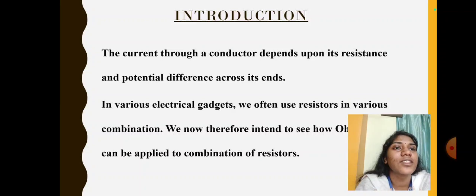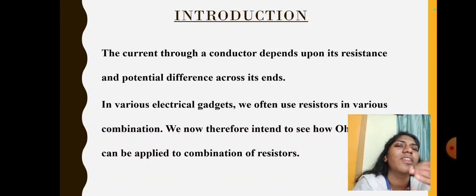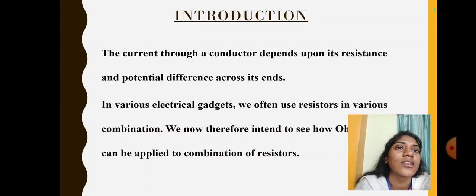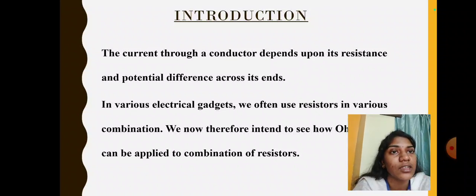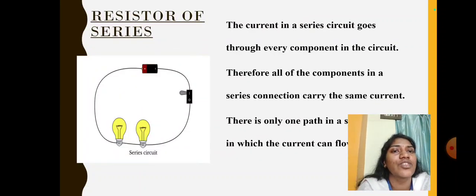In various electrical gadgets, we often use resistors in various combinations. We now intend to see how Ohm's law can be applied to combinations of resistors. We have different combinations of resistors, and those are series and parallel, and these can be connected in various forms. Two resistors in series and another set of two resistors in series can be connected in parallel. And a set of resistances in parallel and another set in parallel can both be connected in series. These are the various combinations in which resistors can be connected, but we'll see the basic forms, the simple series and parallel. So first, resistors in series connection.